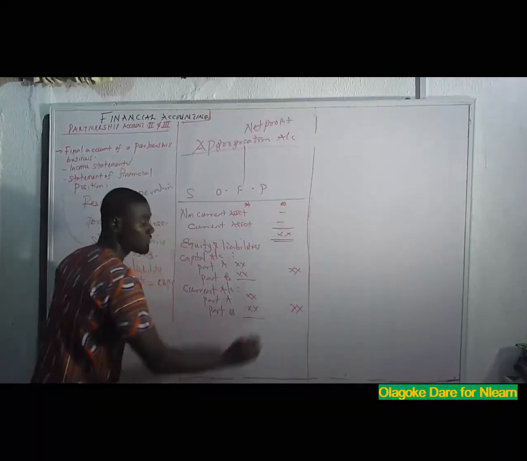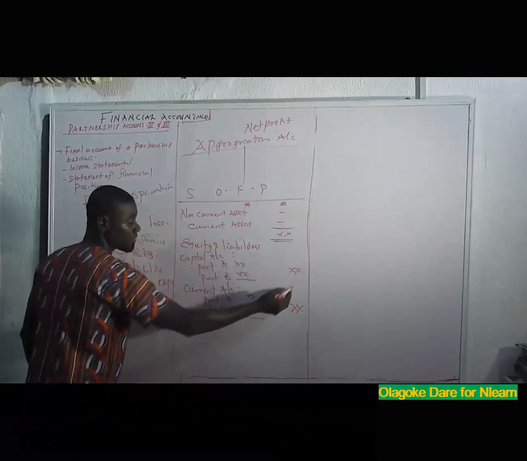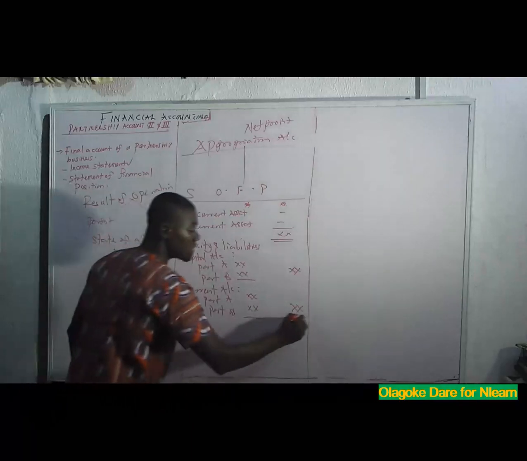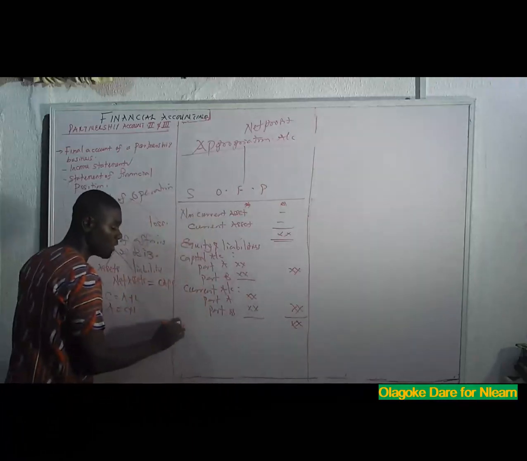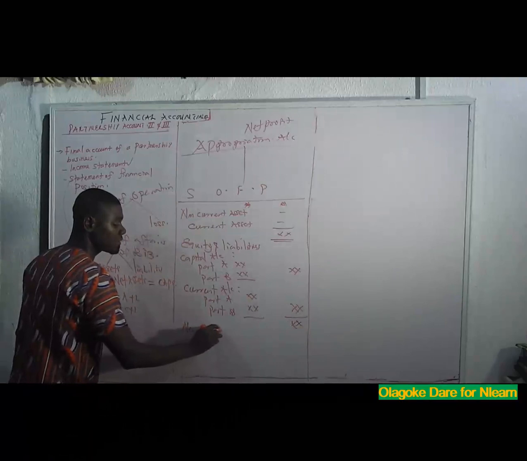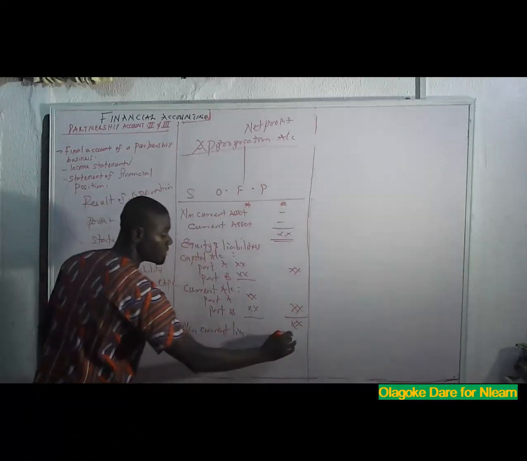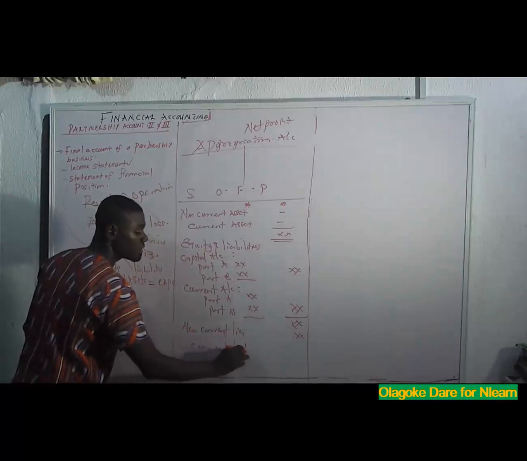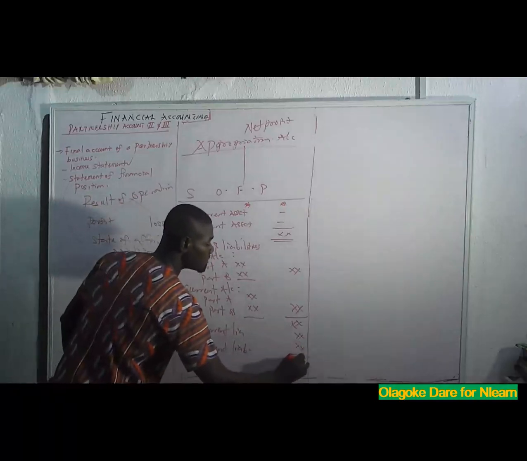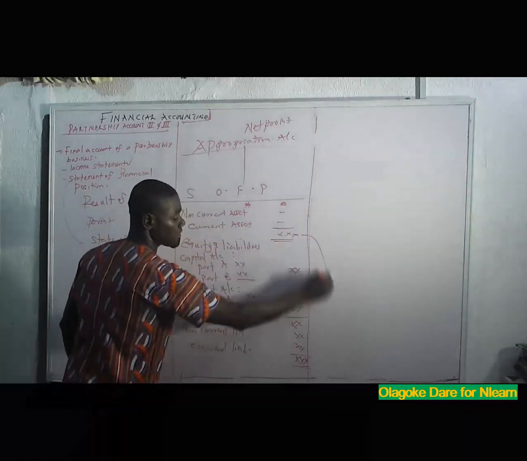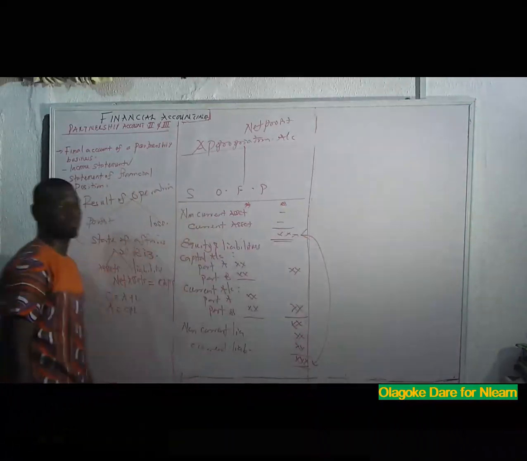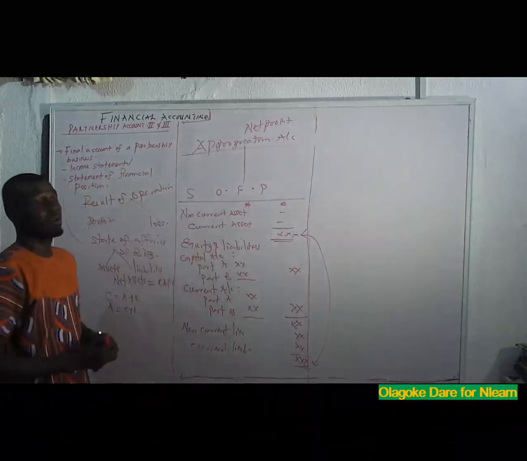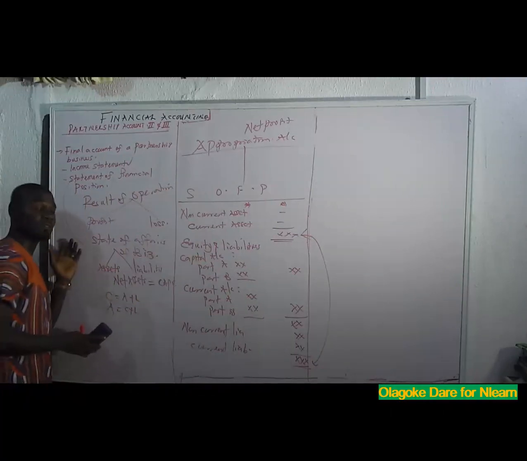So we'll put it here. So the total of the capital and current account, I have it. Then I'll put my non-current liability. I'll put the value there, and I'll put my current liability. Then I have this as this. So this is the difference between the statement of financial position of a partnership and that of a sole trader.